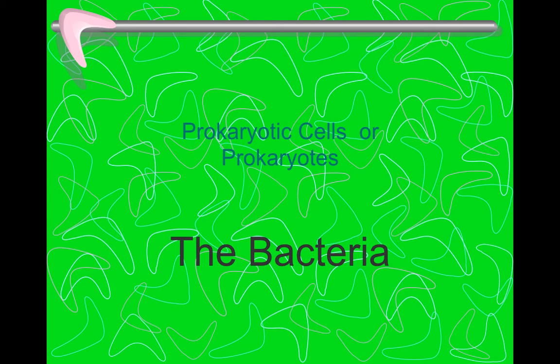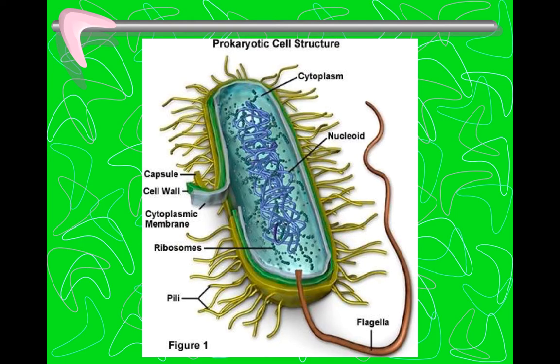Going to talk about prokaryotic cells or prokaryotes and specifically bacteria. So here's an image of a prokaryotic cell structure. We're going to be talking about some of these organelles. So we'll talk about what is a cytoplasm, that's kind of that blue gel-like material. We'll talk about the nucleoid, which is the center material.